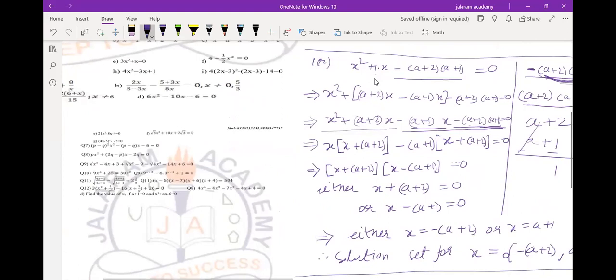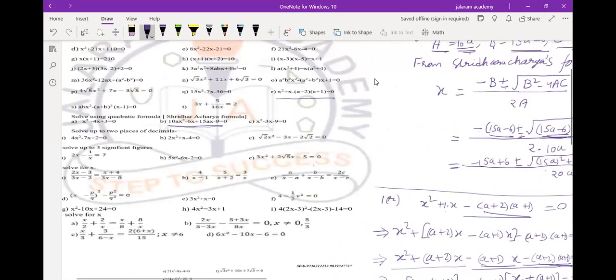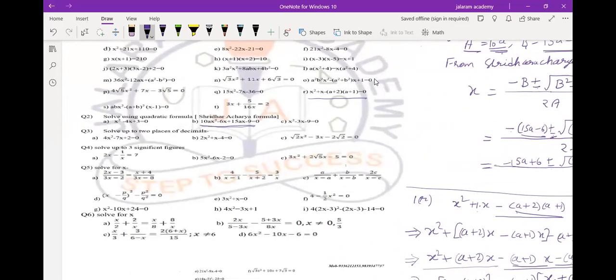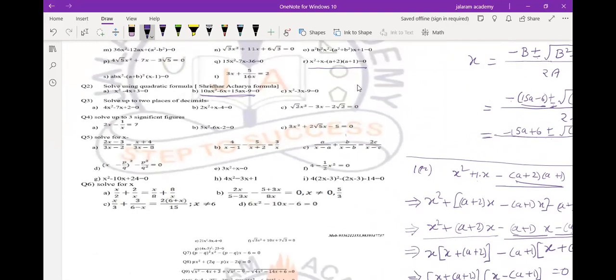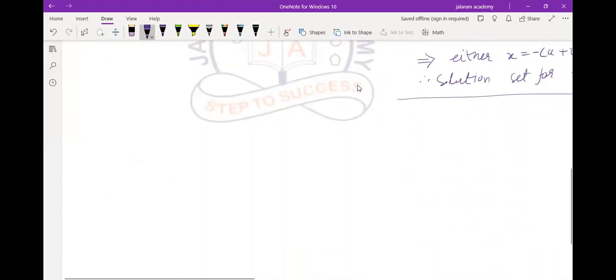Yes, the factors are already given whose difference is 1. So we have to only factorize. Okay, so it is abx square minus (a+b) whole square into x minus 1 equals to 0.